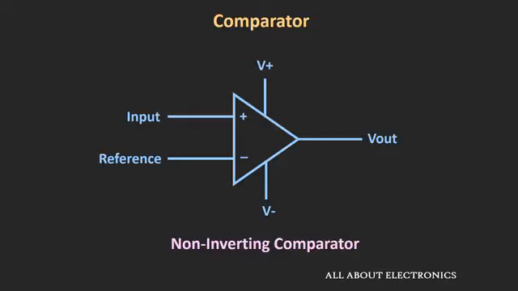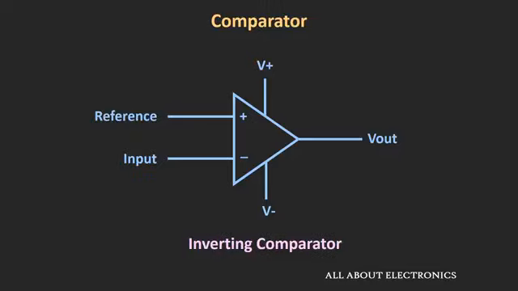non-inverting comparator, because here whenever your input goes beyond this reference value, the output of the comparator will be high. Similarly, when we apply this input to the inverting terminal, this comparator is known as the inverting comparator, because in this case, whenever your input goes beyond this reference value, the output of the comparator will be low.